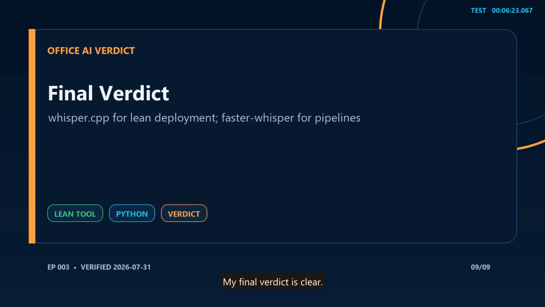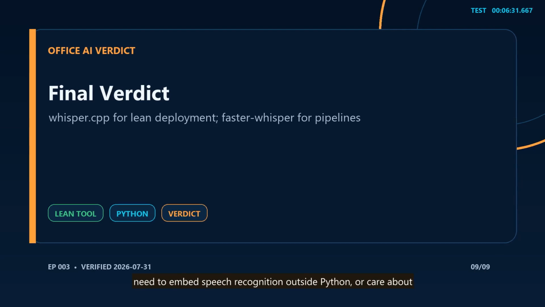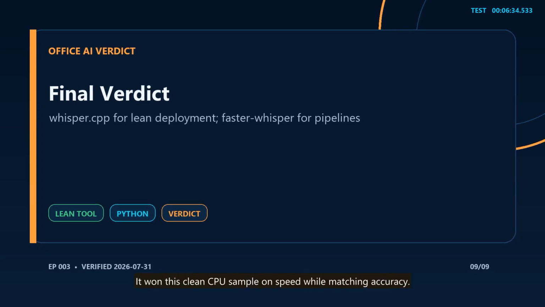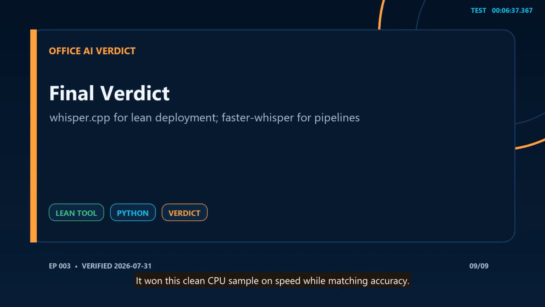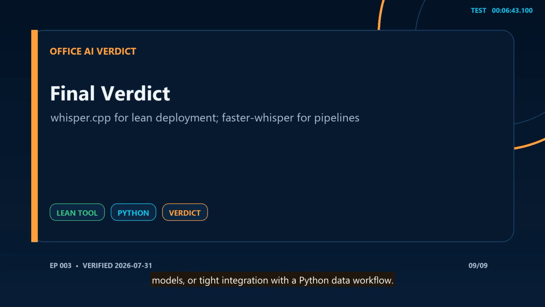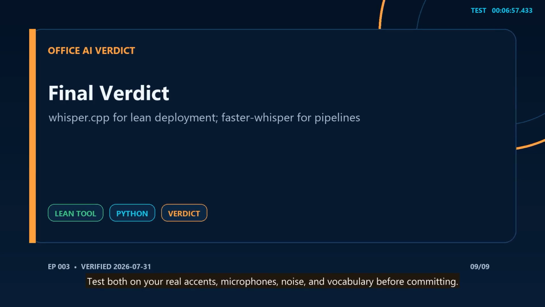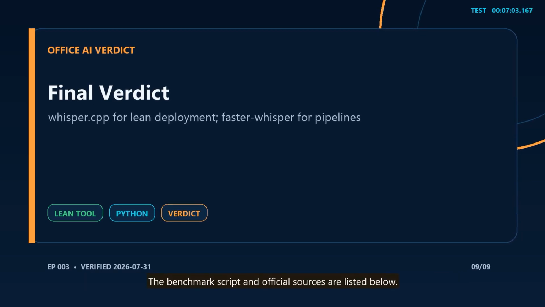My final verdict is clear. Choose Whisper.cpp when you want the smallest practical local transcriber, need to embed speech recognition outside Python, or care about running across many device types. It won this clean CPU sample on speed while matching accuracy. Choose Faster Whisper when you need batching, VAD, word timestamps, converted models, or tight integration with a Python data workflow. For occasional office recordings, Whisper.cpp is the simpler starting point. For a production transcription service, Faster Whisper is usually the more flexible engineering platform. Test both on your real accents, microphones, noise, and vocabulary before committing. The benchmark script and official sources are listed below.